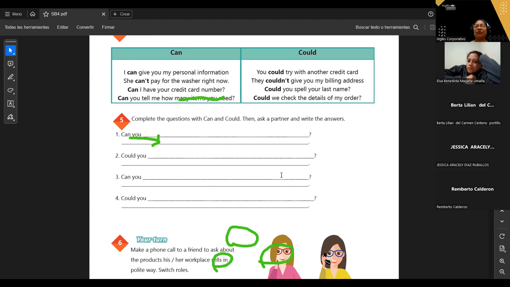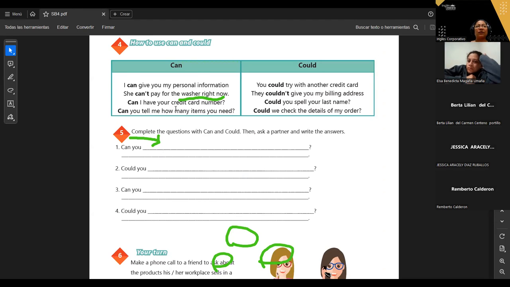And then finally, we are going to finish with these questions. It says, complete the questions with can and could, then ask a partner and write answers. Let us ask the questions. Can you, any question, any request? Así como hicimos al inicio, que ustedes escribieron las suyas. Now here.